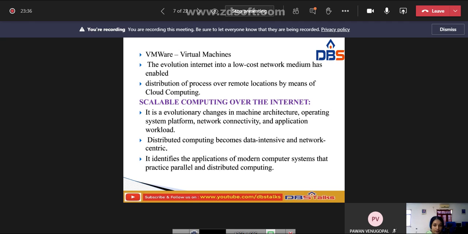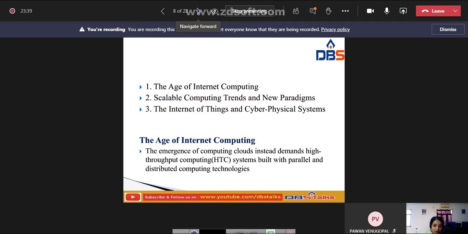Now next we are going to discuss the age of the internet. In scalable computing over the internet, we have three types: the age of internet computing, scalable computing trends and new paradigms, and the internet of things and cyber physical systems. These are the three types we are going to discuss now. First one is the age of internet computing.